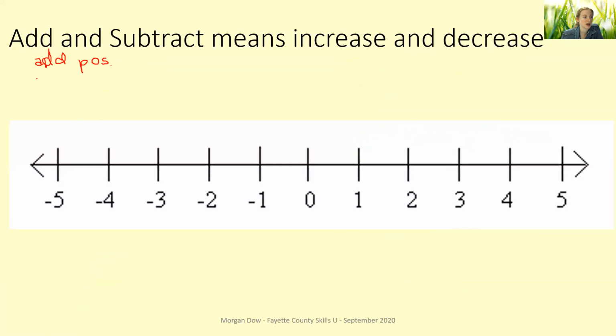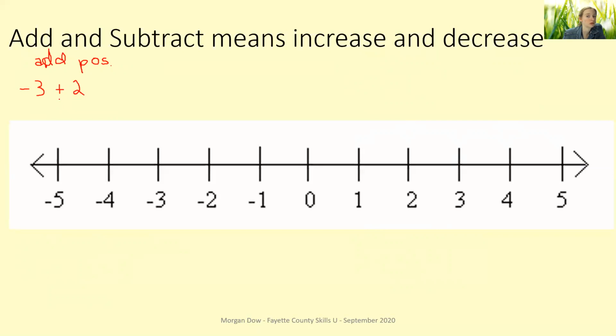I'm going to abbreviate that. So add a positive number. Let's say we start with -3 this time. So I'm going to start with -3. And I'm still going to add a positive number. I'm going to add 2. So -3 plus 2.